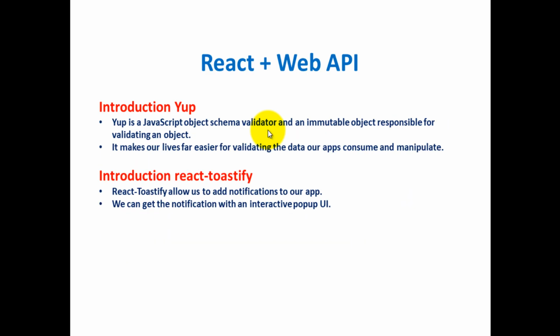Introduction to Yup. Yup is a JavaScript object schema validator and an immutable object responsible for validating an object. It makes our lives easier for validating the data our app consumes and manipulates. And introduction to React-toastify. React-toastify allows us to add notifications to our app. We can get the notification with an interactive pop-up UI.